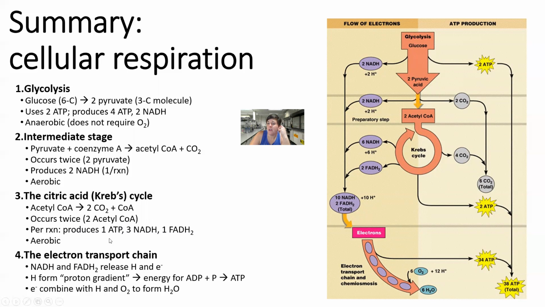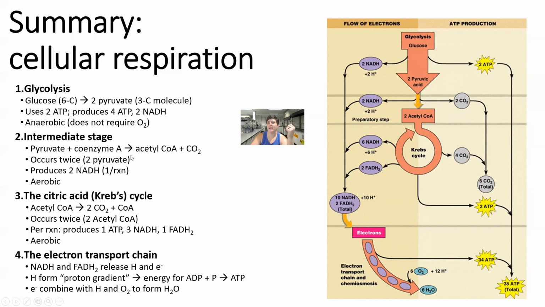Per acetyl-CoA, you're going to get 1 ATP via substrate level phosphorylation, 3 NADH, and 1 FADH2, which means that total, because this occurs for 2 acetyl coenzyme A's, you get 2 ATP via substrate level phosphorylation, 6 NADH, and 2 FADH2.